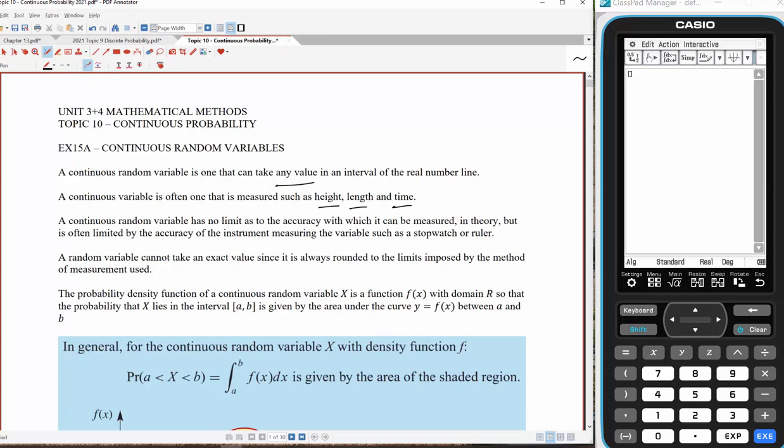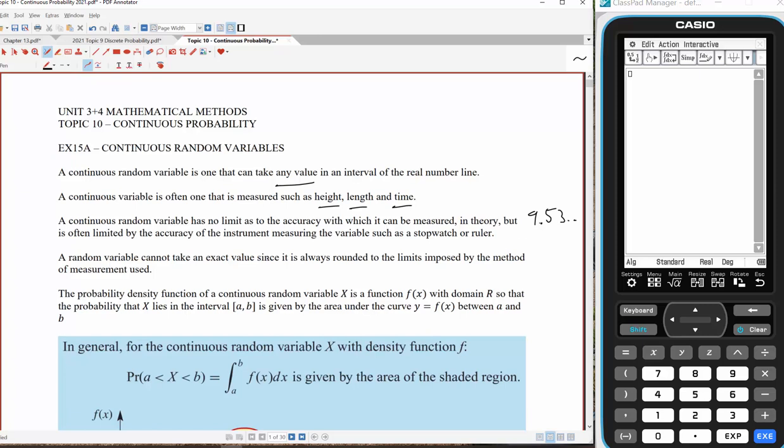So the height or the wingspan of a bird, the length of time waited for a ride at a carnival, etc. A continuous random variable has no limit as to the accuracy with which it can be measured in theory, but is often limited by the accuracy of the instrument measuring the variable, such as a stopwatch or ruler. For example, if you measured how quickly someone ran 100 meters, and I think the record by Usain Bolt was something like 9.53, I'm making that up. But in fact, that wasn't his time. That could actually be measured further and further, but we're limited by the instrument measuring the time it took him.